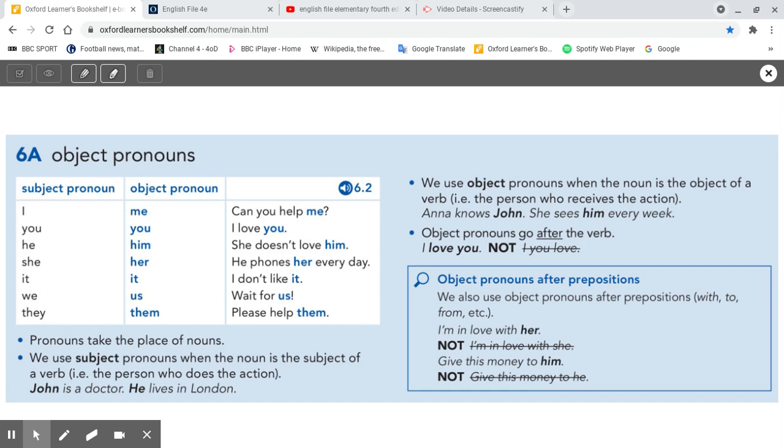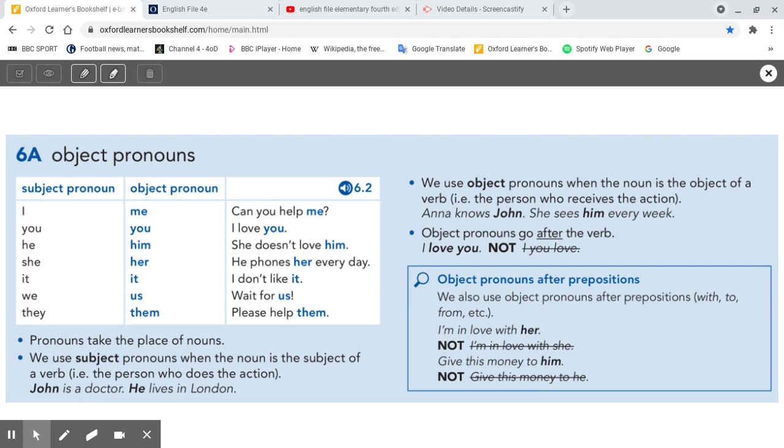Yeah, pronouns take the place of nouns. We use the subject pronoun when the noun is the subject of the verb. That's the person who does the action. John is a doctor. He lives in London. Okay? But we use the object pronouns when the noun is the object of the verb, the person who receives the action.